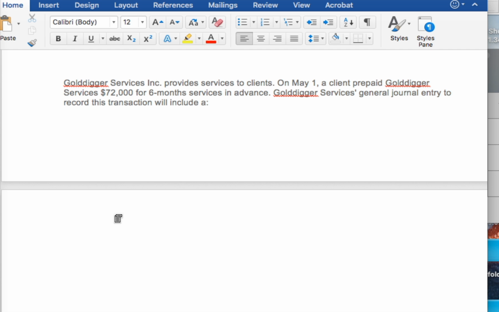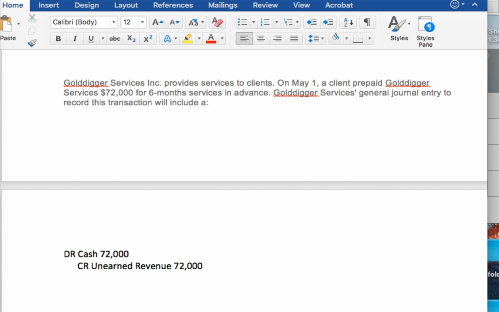But we do want to track the fact that we received money. So, of course, if we received cash, we need a debit to cash for the amount we received. And then the credit side of that journal entry, unearned revenue, or in this case it may be labeled unearned service revenue. Either way, unearned in the title, revenue in the title, full amount there.